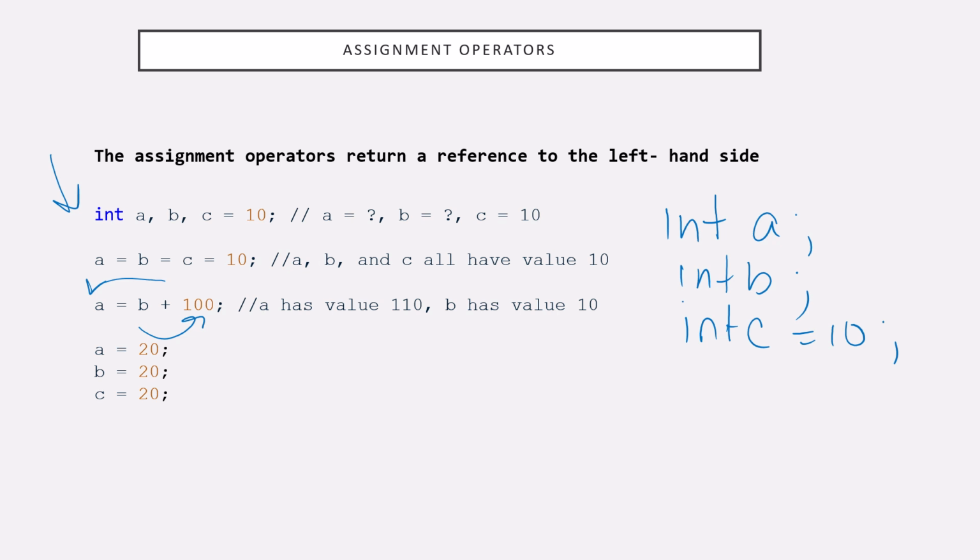So if this was your main function, like this, at the end, if you were to print them out, all A, B, and C, no matter what you did before, would now have the value of 20 each because that's the last thing that happened. If you were to print it here, then A would have the value 110, B would have the value 10, and C would have the value 10.